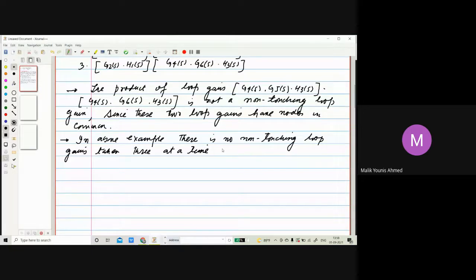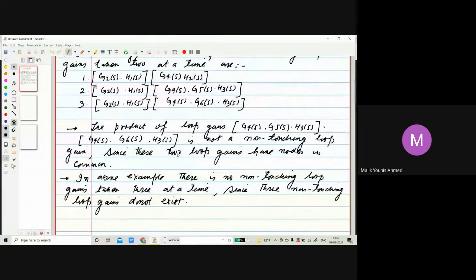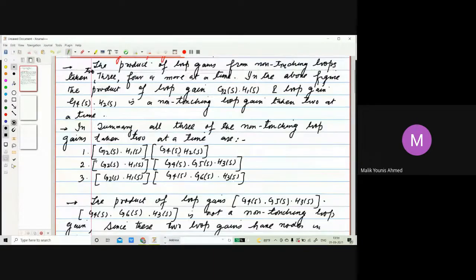Three at a time, since three non-touching loop gains do not exist. In this case, they don't exist because there are nodes in common. So only one with one loop, they have no nodes in common. That's why they don't exist in this case. So I hope this is very clear.